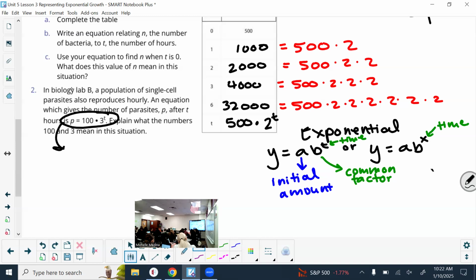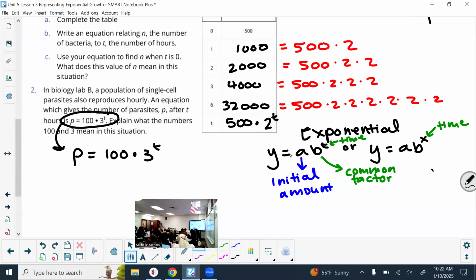This is a different lab. They have a different equation. They didn't give you a table, they just gave you the equation. So in lab B, they produce single-cell parasites, and they also reproduce hourly. An equation that gives the number of parasites P after t hours is shown here. Explain what the numbers 100 and 3 mean in this situation.